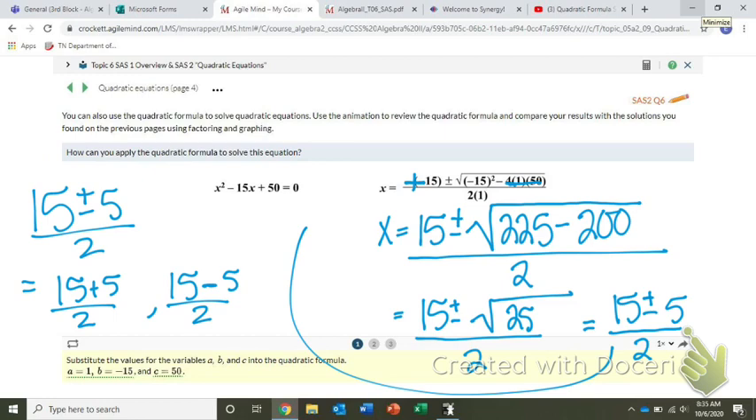Okay, now all you do is keep simplifying. 15 plus 5 is 20, divided by 2 is 10. 15 minus 5 is 10, divided by 2 is 5. Are these not the same answers that we've had for like the 17th time now? Yes, this is just another way to solve a quadratic equation, okay?